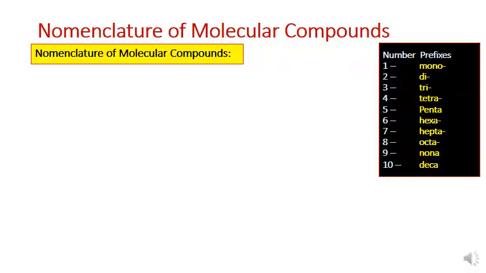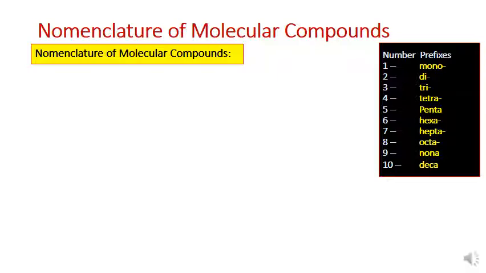Suppose you have carbon with 2 oxygen. Carbon is carbon, oxygen is oxygen, but the number of oxygens is 2. So how would you mention that there are 2 oxygen? Because we have some examples in which carbon is with 1 oxygen only. So how would you differentiate between CO2 and CO? They are 2 completely different compounds. That's why, to differentiate the number, we have to use prefixes before the name of the element.